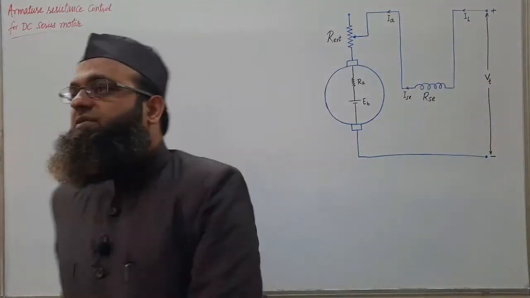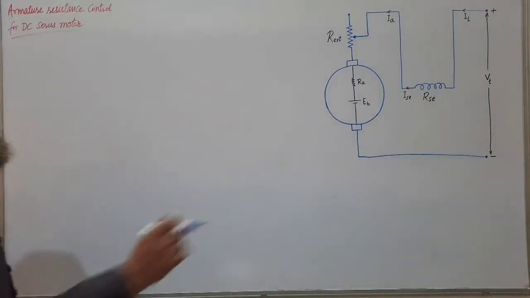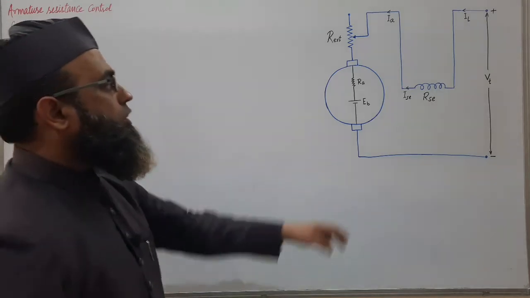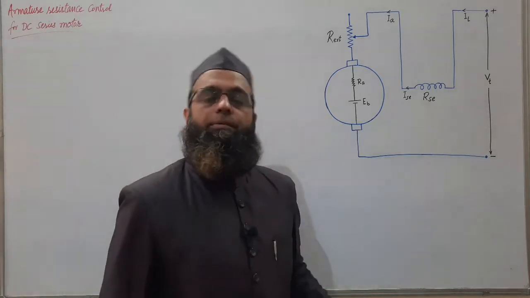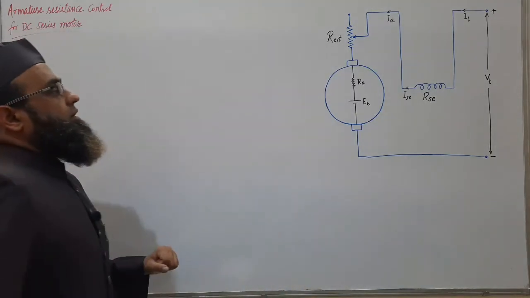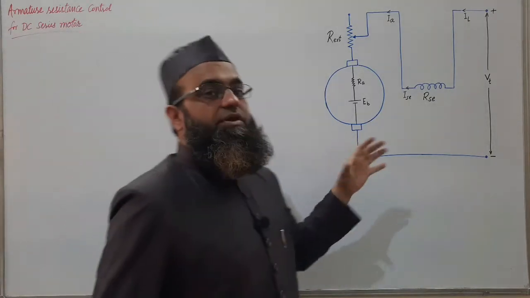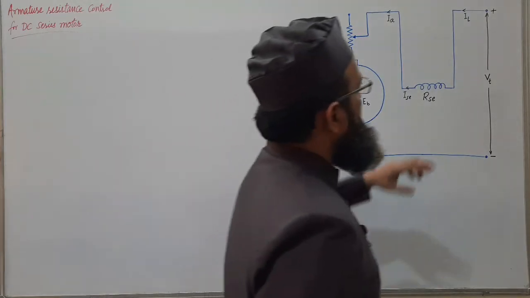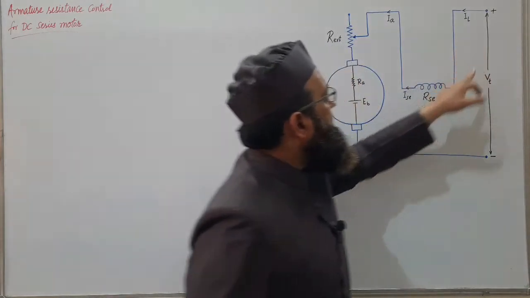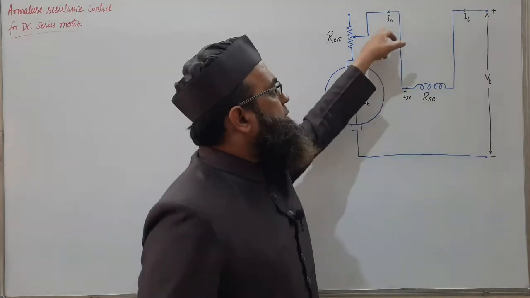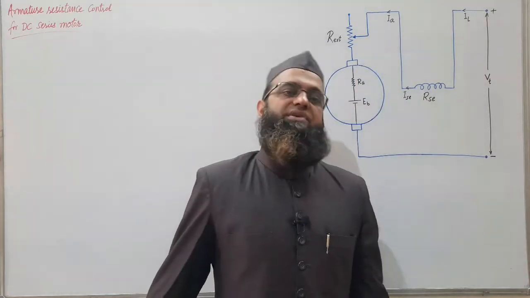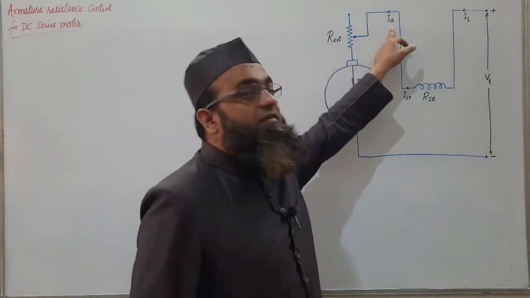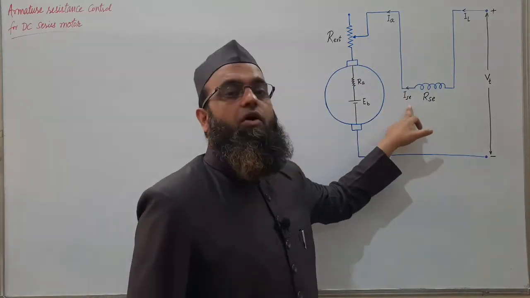Now let us discuss the same method of speed control, that is armature resistance control, for controlling the speed of DC series motor. In DC series motor, the scene is different than the DC shunt motor. Here the line current, field current and armature current are always the same. So whenever armature current varies, field current also varies.